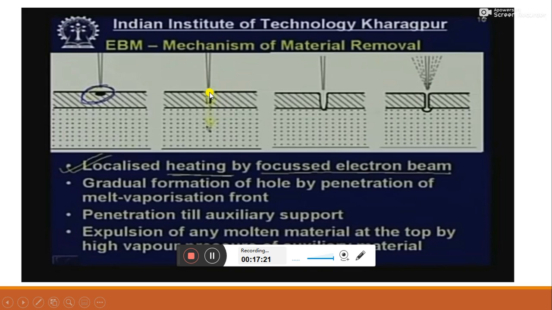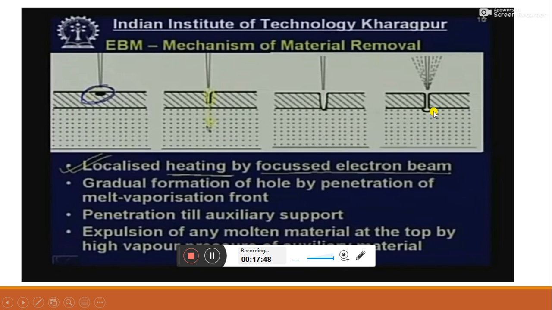Now what happens? After that, the melt vaporization front is doing the job. This will penetrate through the material. So gradual formation of a hole by penetration of the melt vaporization front due to temperature. This will melt the material and it will move down. Penetration continues till the auxiliary support.